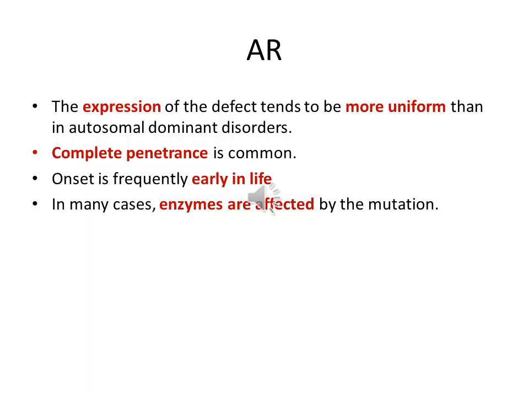In autosomal dominant, I described variable penetrance as the proportion of individuals carrying a particular gene that express an associated phenotype. It means that some individuals don't show the associated phenotype even when they carry the gene. In autosomal recessive, complete penetrance is common, and the onset of disease is early in life. Enzymes are affected by this type of mutation because two copies of the affected allele are present and no compensation happens.